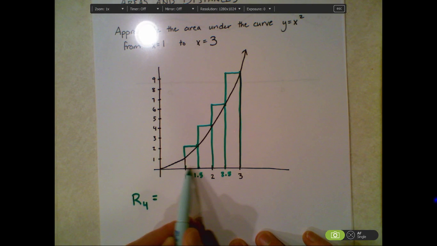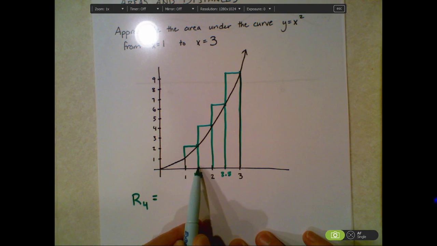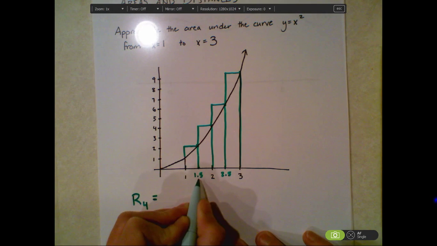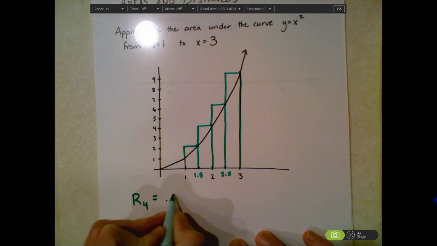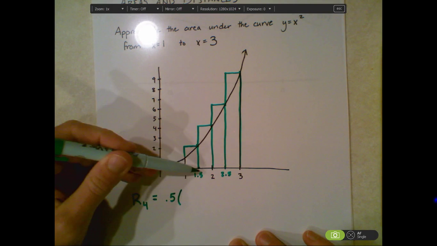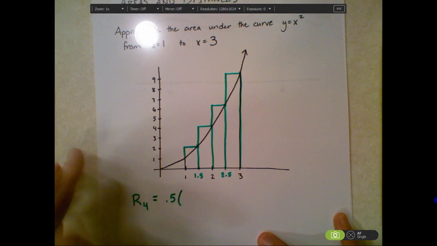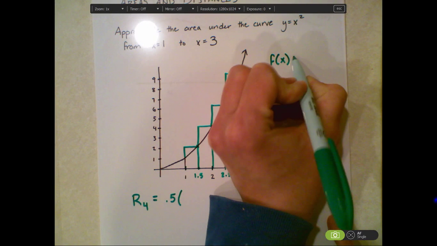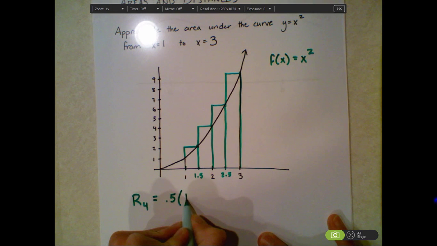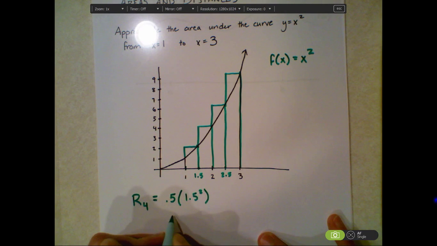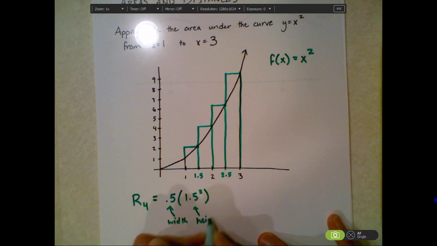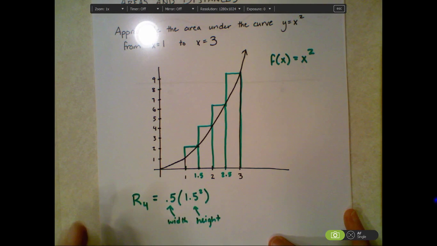So what is this sum? The area of this first rectangle is going to be the width of the base times the height. The base is always going to be 1.5 minus 1, which is 0.5. And the height is going to be the right endpoint plugged into my function, f of x equals x squared. So I get 1.5 squared. This 0.5 is the width of my first rectangle, and 1.5 squared is the height. And that's just for the first rectangle, right? We need to do this 4 times.